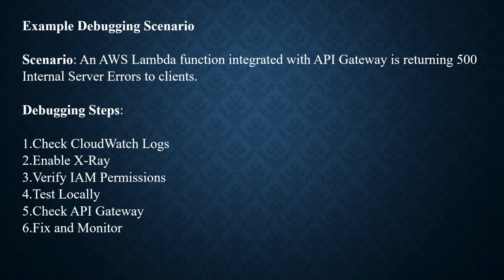Example of a debugging scenario. We'll see how an AWS Lambda function integrated with API Gateway is returning 500 Internal Server Error to clients. The debugging steps, how to debug by mastering the debugging techniques, resources, and sample debugging. These are the steps we need to follow for debugging: check the CloudWatch logs, enable X-Ray, verify IAM permissions, test locally, check API Gateway, fix and monitor.